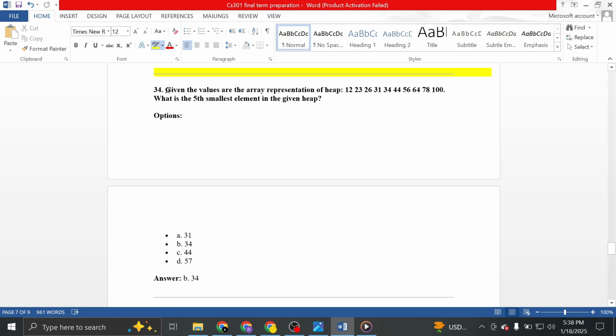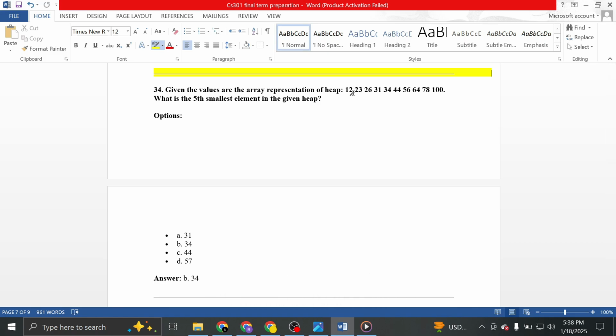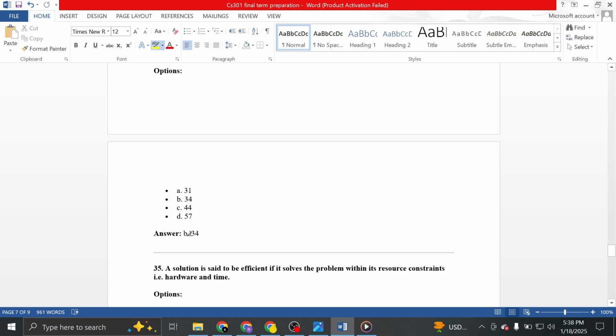Question 34. Given the values are the array representation of heap: 12, 23, 26, 31, 34, 44, 56, 64, 78, 100. What is the fifth smallest element in the given heap? Options: A. 31, B. 34, C. 44, D. 57. Answer: B. 34.